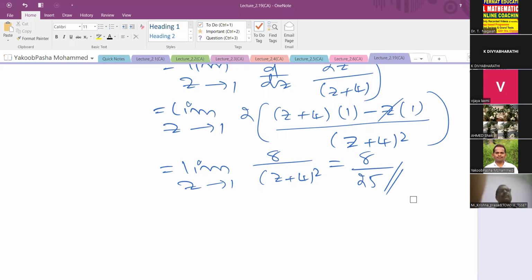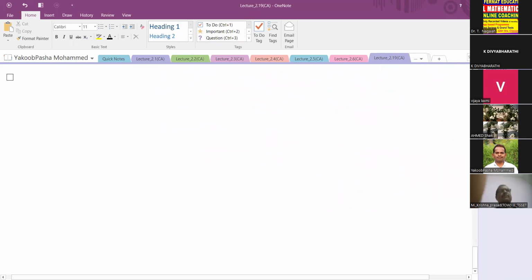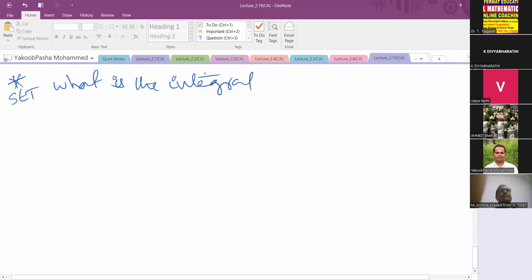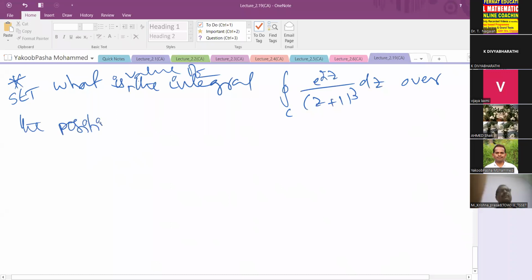What is the value of the integral over C of e power 2z divided by (z plus 1) whole cube into dz, over the positively oriented circle, modulus of z is equal to 3? It is also a set problem.